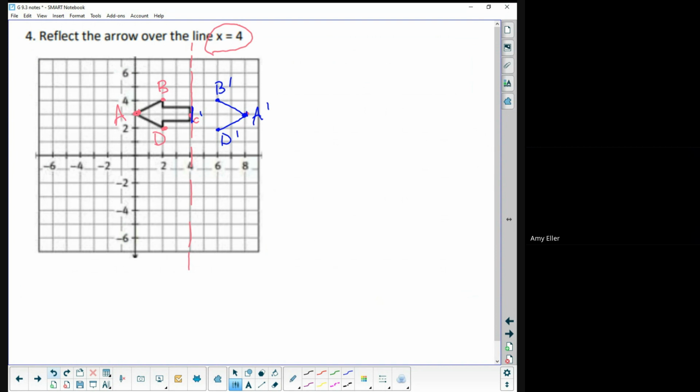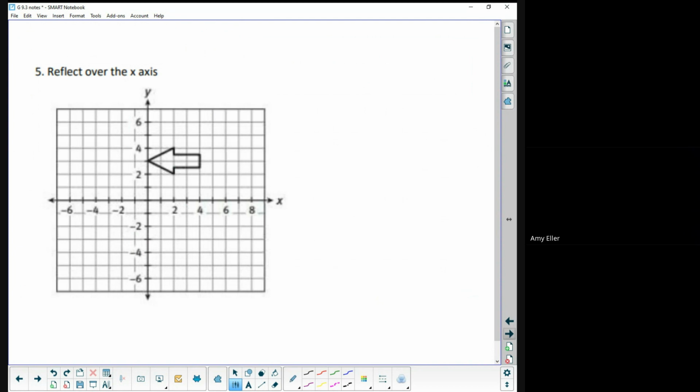Then you just have to freehand the rest. So the base extends and goes out, extends and goes out. It should look like an arrow. Does it have to be perfect? No. It should look about the same size and shape. As close as you can get it. All right, please do number 5 on your own. I'll work on it up here as you're working.